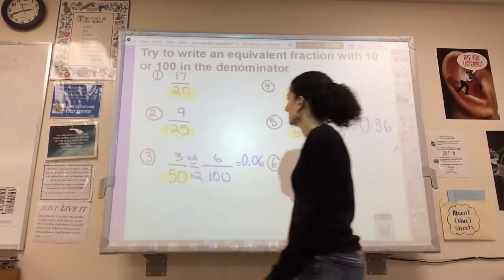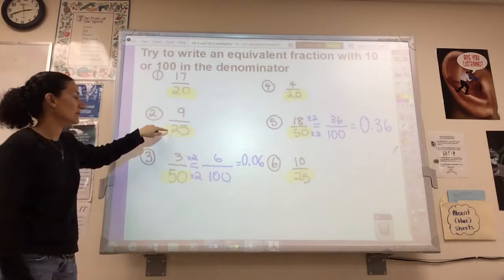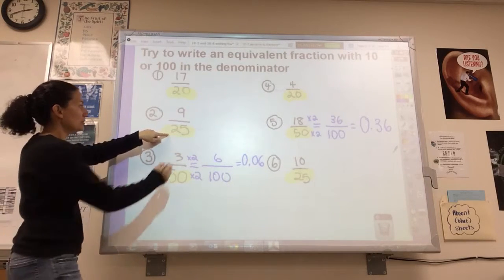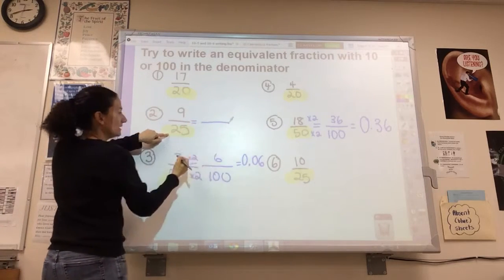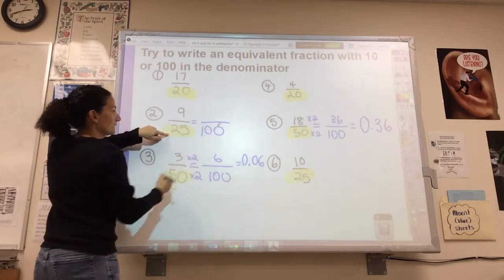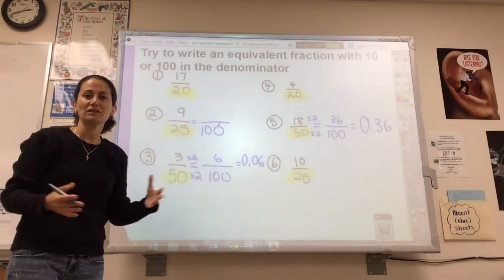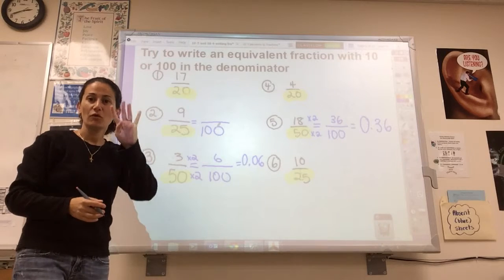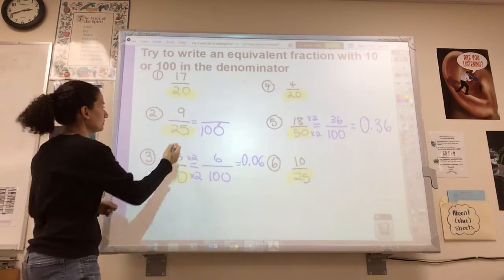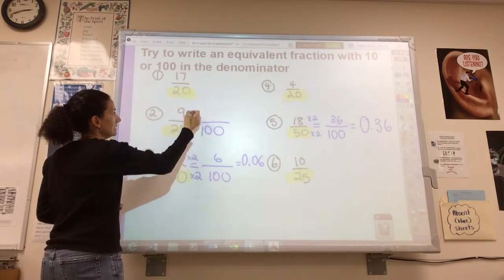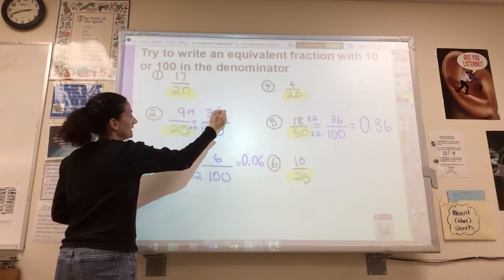Let's look at some of these other denominators. 25. Again, we can turn this into an equivalent fraction that has 100 on the bottom, because 25 goes into 100 evenly. Remember quarters? 4 quarters makes $1. So 25 times 4 is 100. So 9 times 4 is 36.